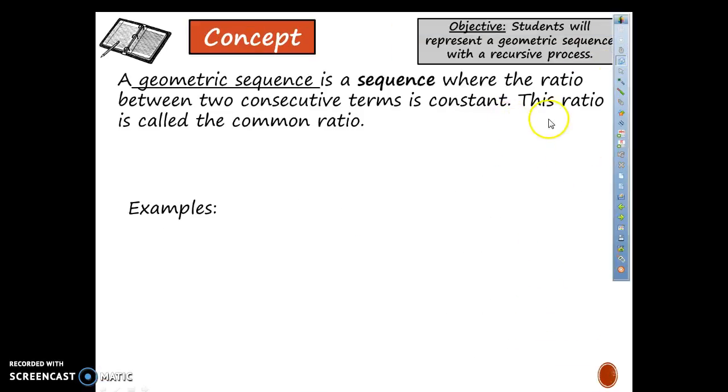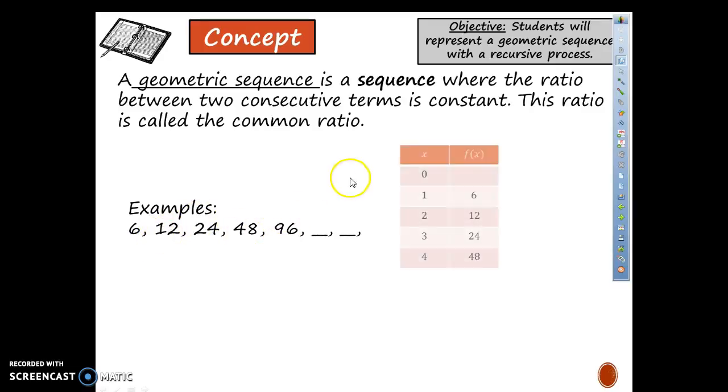Okay, today we're going to talk about a geometric sequence. A geometric sequence is a sequence where the ratio between two consecutive terms is constant. This ratio is called the common ratio, and we're going to represent this with the letter R, and I'll show you that in a second. Please remember to get this in your notes. Some examples of a geometric sequence are 6, 12, 24, 48, 96.